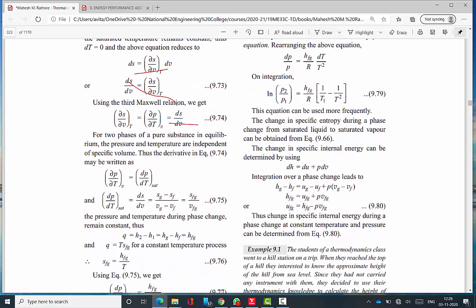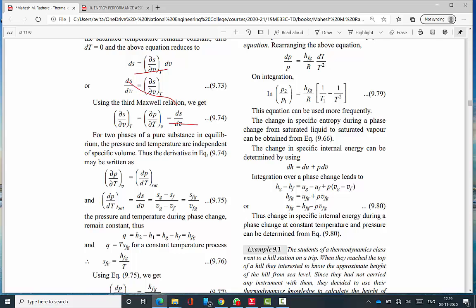Then the pressure and temperature during phase change remain constant. Q equal to H2 minus H1, the enthalpy difference. Remember the nozzle and turbine equations, the steady flow energy equation. During phase change, the enthalpy changes. Therefore, Q equal to H2 minus H1. This is also Hg minus Hf, equal to Hfg.